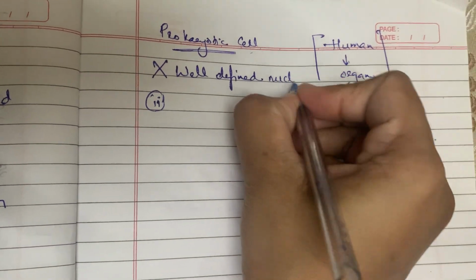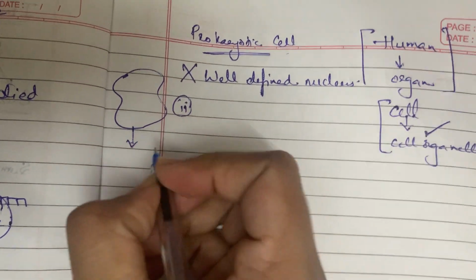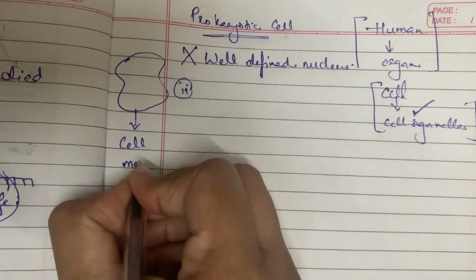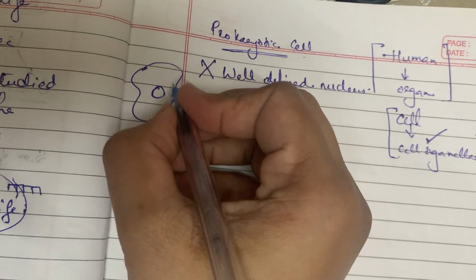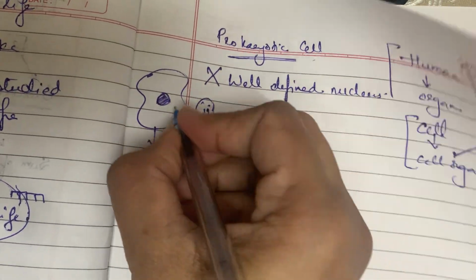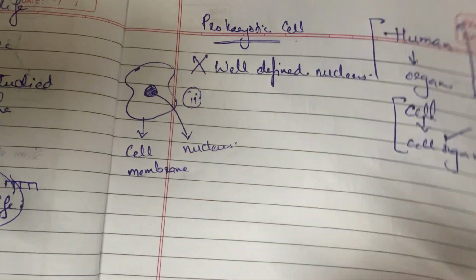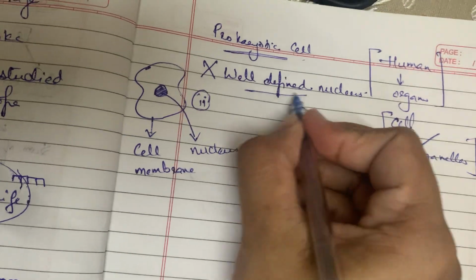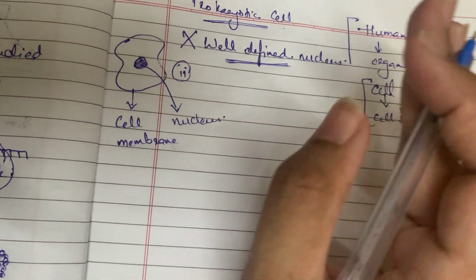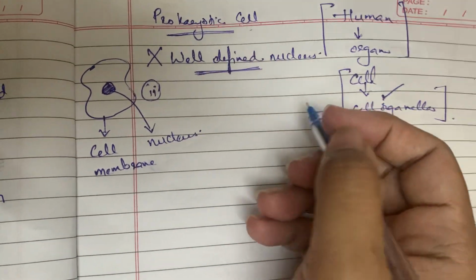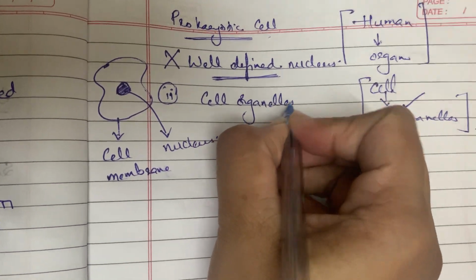So the prokaryotic cell does not have a well-defined nucleus. What is a cell? This is a cell. The outer layer is called the cell membrane. Inside, every cell will have something called a nucleus. In a prokaryotic cell, it does not have a well-defined nucleus. That means the nucleus and its contents are just lying around in the cell. The second is that cell organelles are absent.